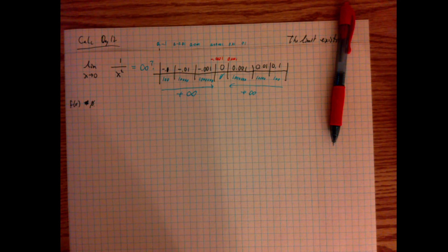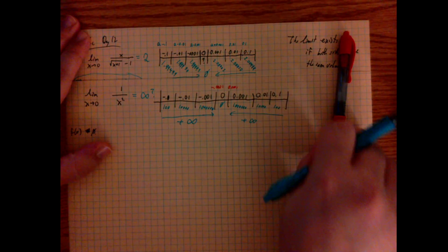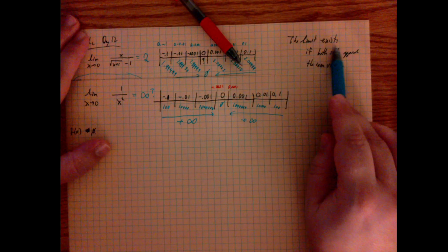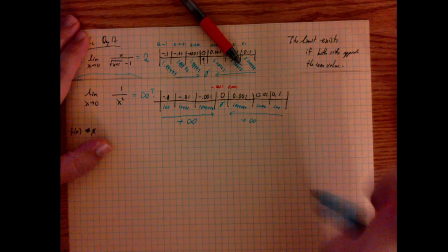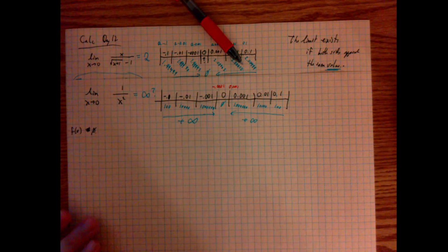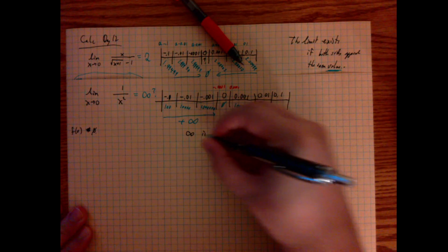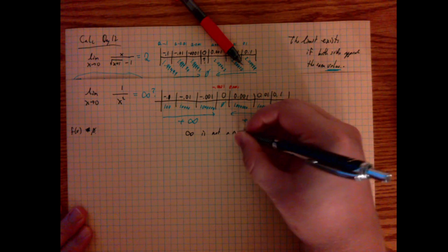So, in general, what we typically see is that most calculus books would say that this limit would be infinity. However, there's an important thing I want to make sure to note here in this little definition. The limit exists if both sides approach the same value. They have to approach a value. Here's what's weird. Infinity is not a number.